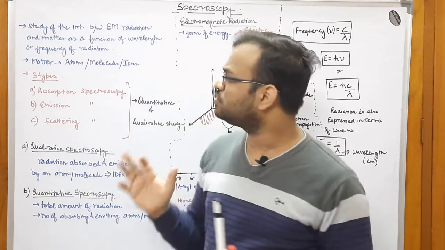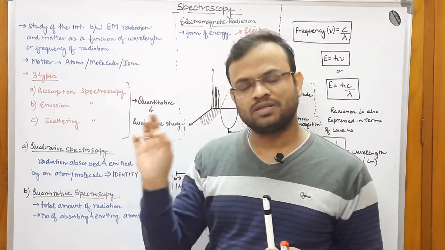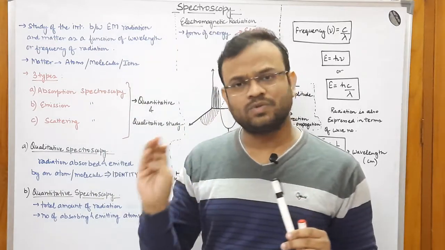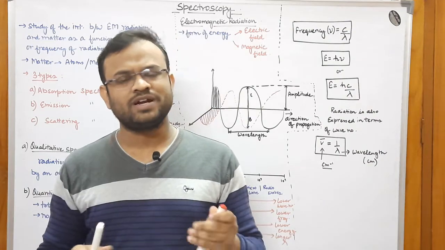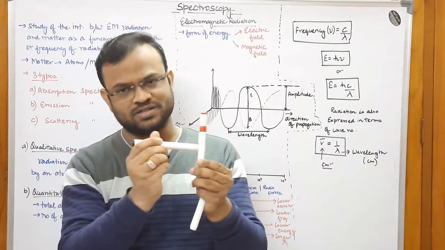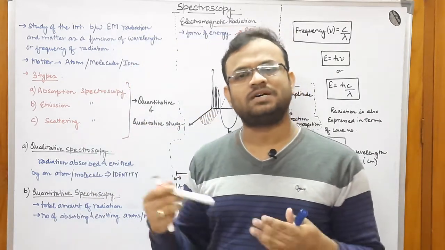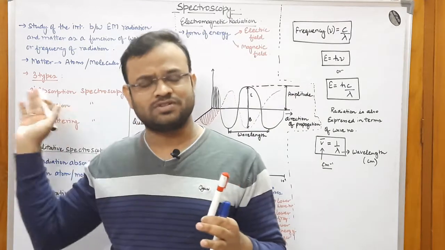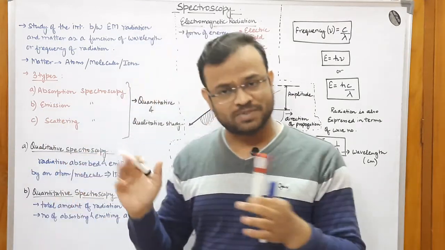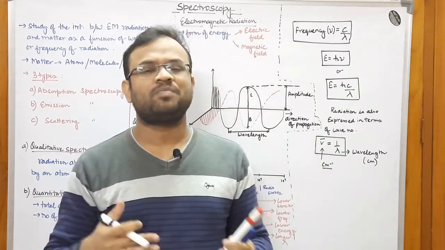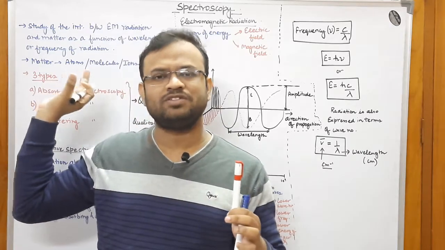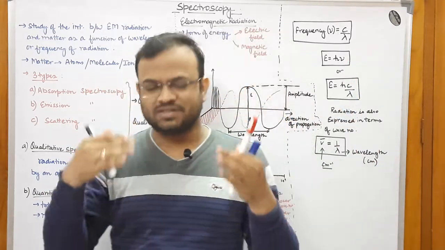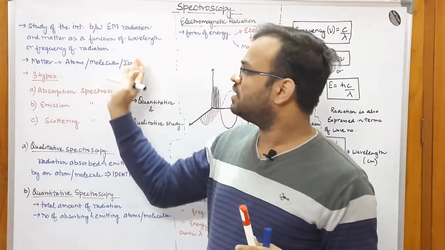Electromagnetic radiation would be having two things. One would be the wavelength and the other thing would be the frequency. Now, whenever this matter and electromagnetic radiation are interacting, there would be some kind of a change in the wavelength. Whatever the change is, we measure those changes and understand the property of the matter. By measuring those changes, we understand the structure of, or gain information about, the matter by studying this kind of interaction.